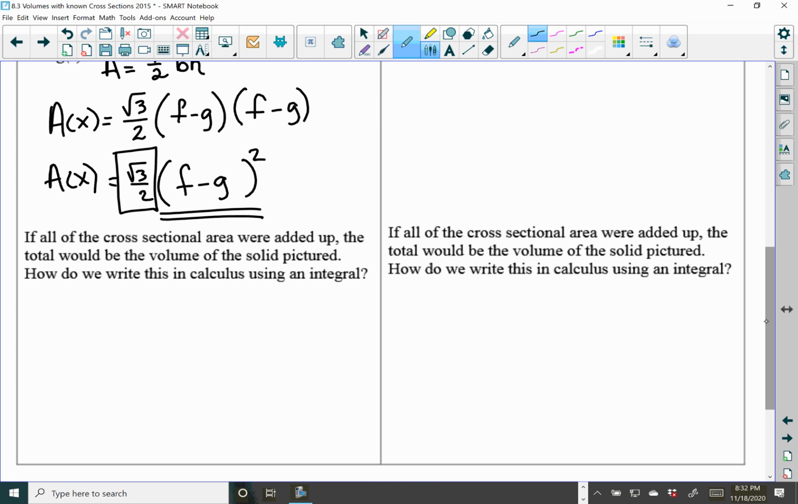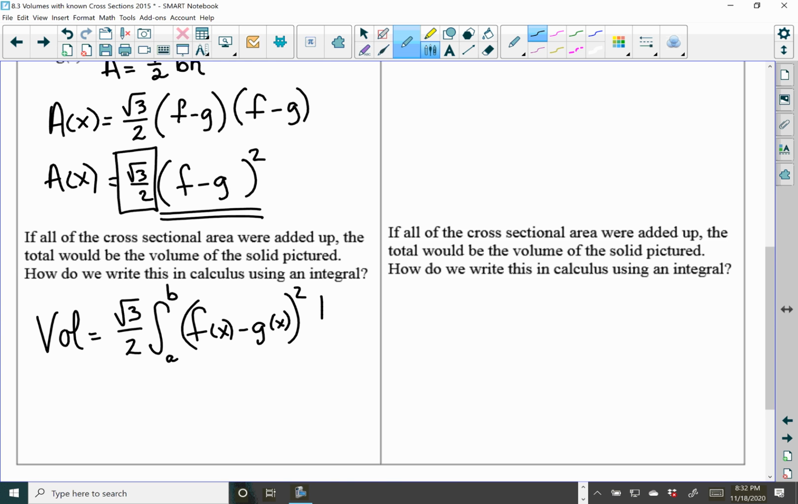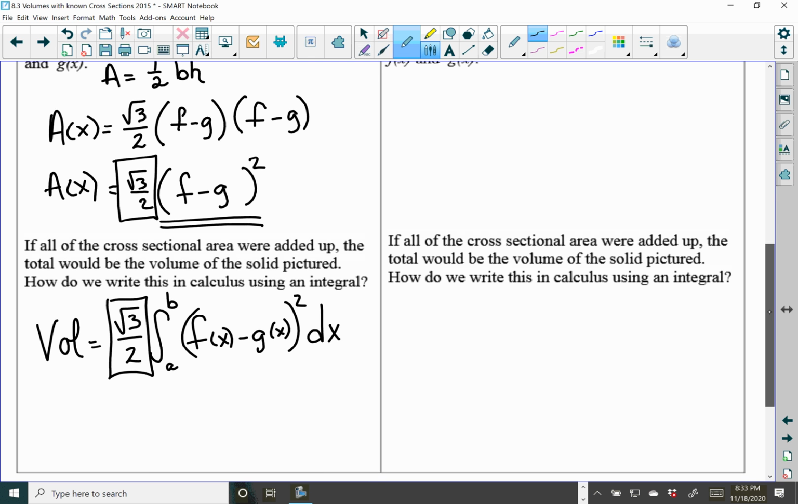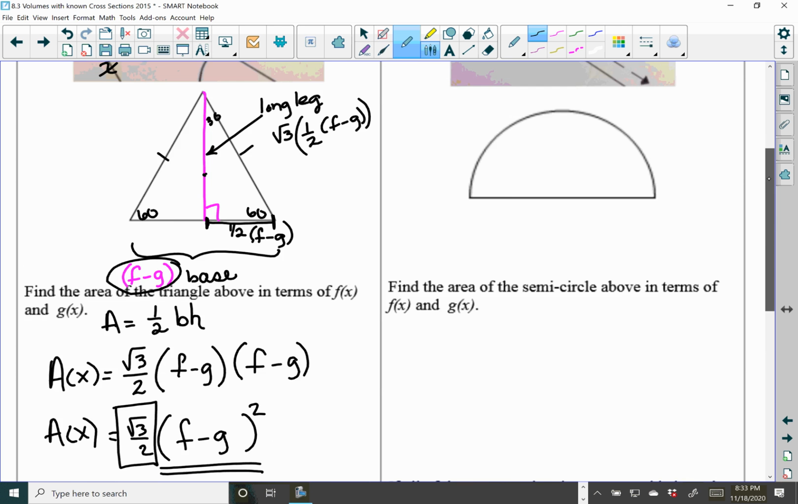So to get the cross-sectional area to add up, I'm going to say I have volume that's equal to root 3 over 2 integral a to b of f of x minus g of x quantity squared times the thickness of our slabs, which are dx. So another number to remember for an equilateral triangle, it's going to be root 3 over 2.